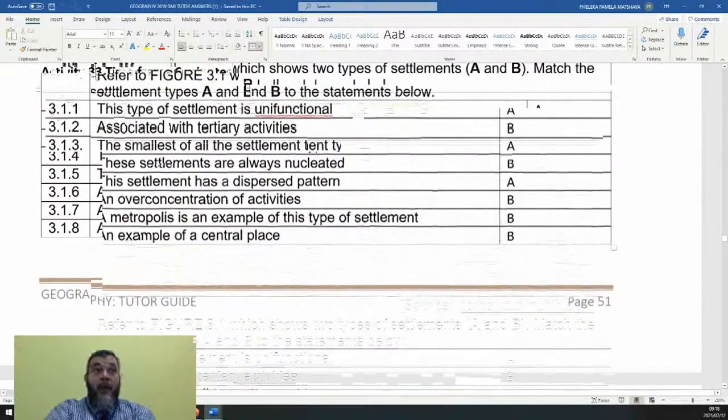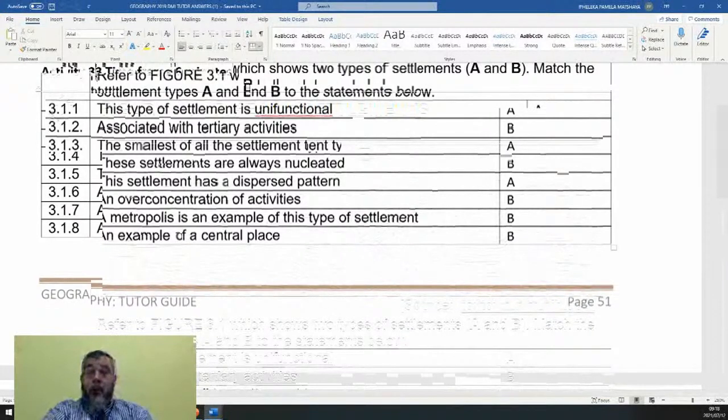This type of settlement is unifunctional. So what does unifunctional mean? It's only one function. So it's obviously settlement A. Reg? Dus net een funksie. In this case, the function is agriculture, farming.